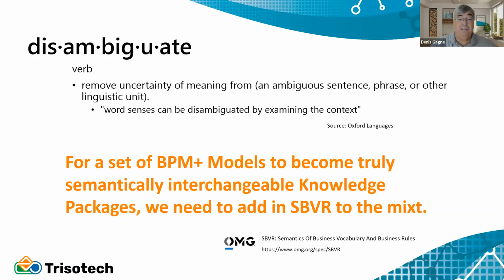And I would generalize this: for a set of BPM plus models to become truly semantically interchangeable knowledge packages, we need to add SBVR to the mix. Sorry, this may cause some people to giggle and other people to grunt, but I really believe that we're at the point now where SBVR has to take its place within the BPM plus group. For those that don't know, SBVR is another open standard, the semantics of business vocabularies and business rules.